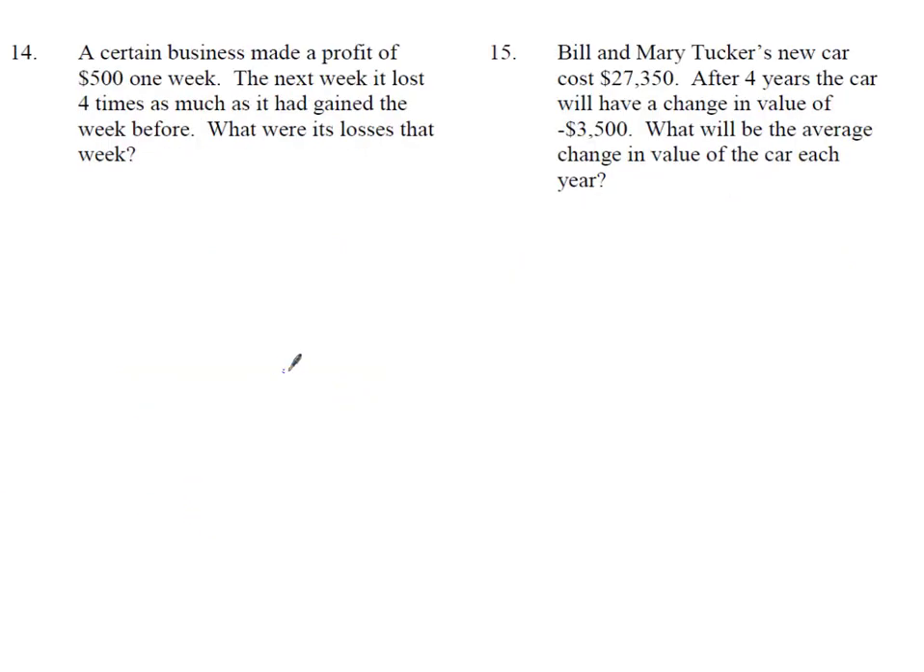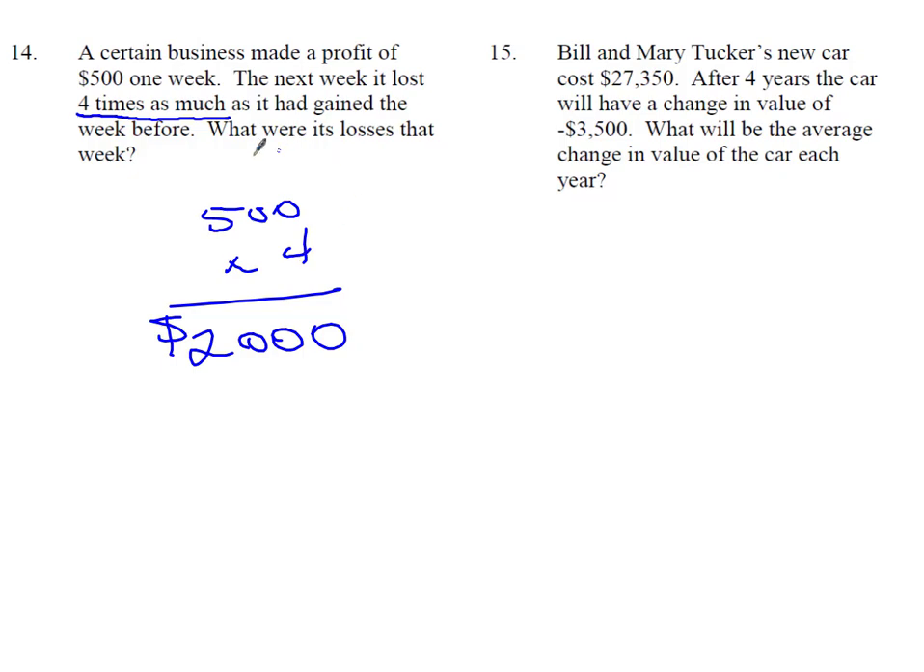Okay, on number 14. A certain business made a profit of $500 one week. The next week it lost 4 times as much as it gained the week before. What were its losses that week? Well, 4 times as much is 4 times as 500. So that's going to be 500 times 4, which gives you $2,000. Now, since it says what were its losses, this $2,000 is really a negative $2,000.